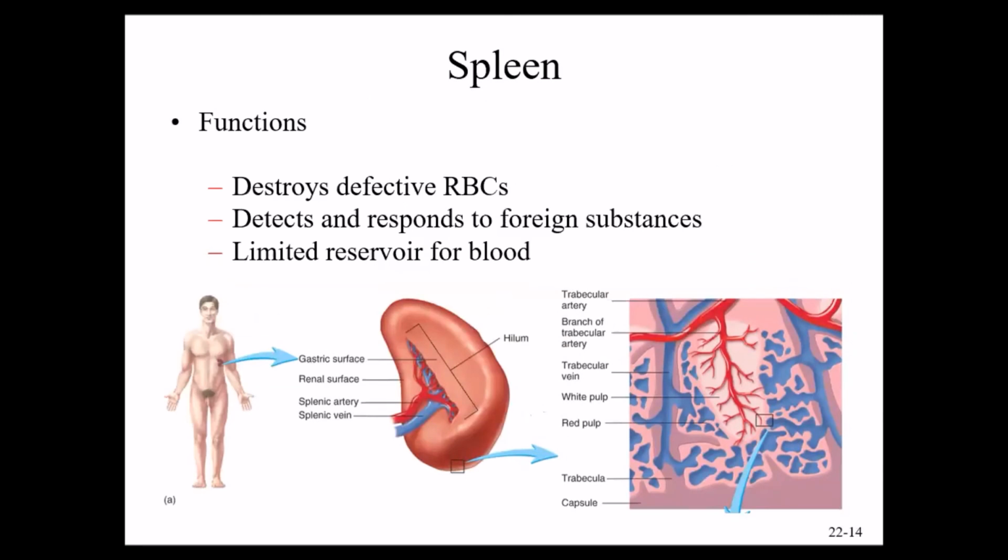So here are a couple of functions for the spleen. It destroys defective red blood cells, erythrocytes. It has the ability to initiate an immune response. It can detect a foreign substance, a bacteria cell or a virus-infected cell, and begin an immune reaction against that. And it has a small reservoir for blood, so it holds on to some blood volume there.